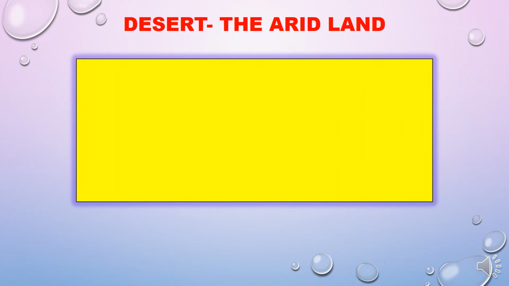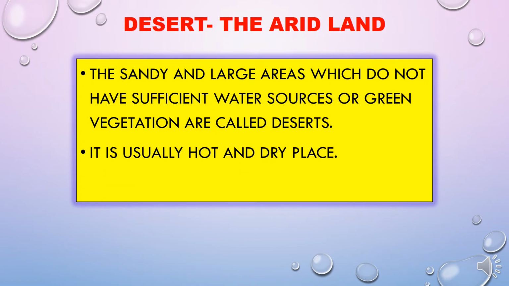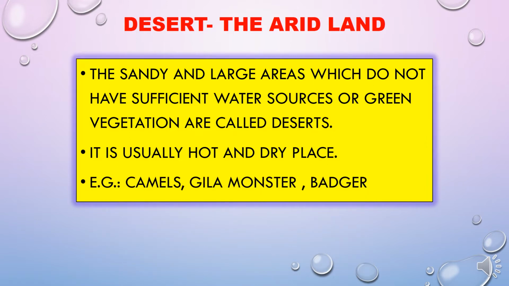Desert, the arid land. The sandy and large areas which do not have sufficient water sources or green vegetation are called desert. That is the place where the water is not sufficient and there is no vegetation. A desert is usually a hot and dry place. During the day, deserts are hot and at night the weather is cool.